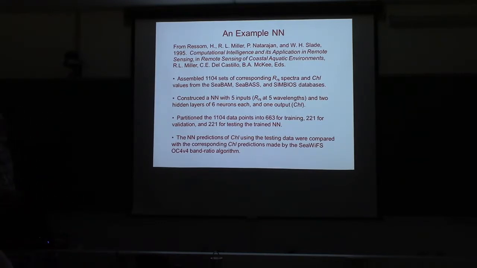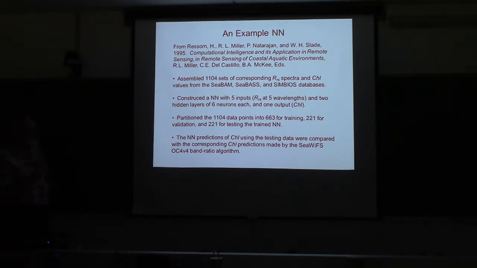Okay, so here's a sort of real-world example from this book chapter here. Wayne Slade, a student, was in on this deal. So here's what they did. They had 1,100 data sets of corresponding RRS spectra and chlorophyll values. So they pulled these out of these NASA databases. They constructed a neural network that had 5 inputs, which was RRS at 5 wavelengths, and we'll see in a second here what it looks like. They had 2 hidden layers with 6 neurons each, and they had 1 output, which was the chlorophyll.